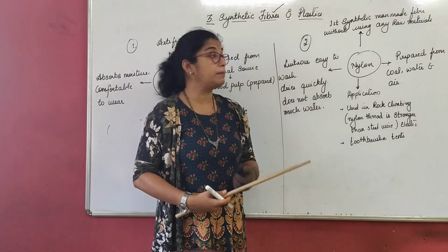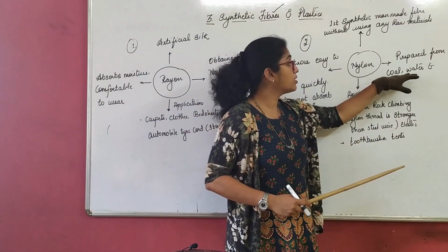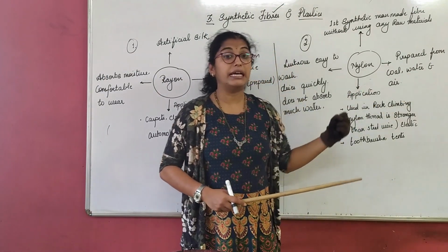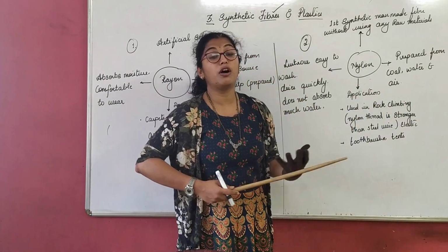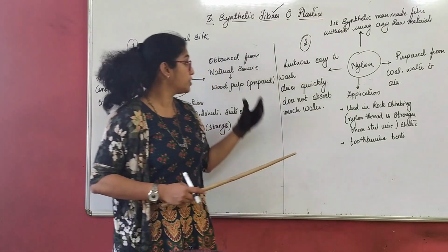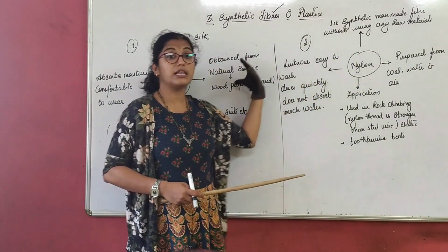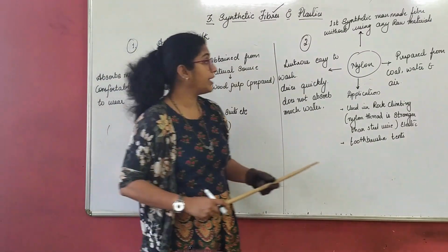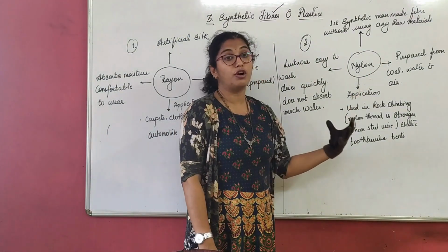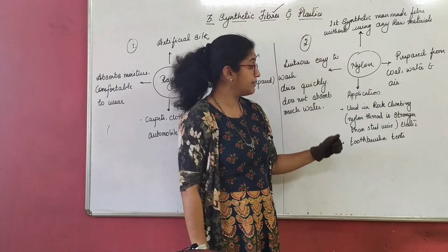Then with what do we prepare them? We prepare this with coal, water, petroleum, air, etc. These are not raw materials in the sense of a plant source. This is completely different from that. Okay. So it is prepared from coal, water, petroleum and air.